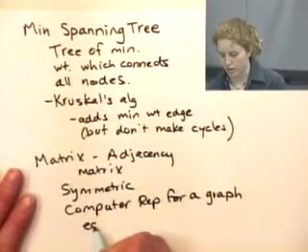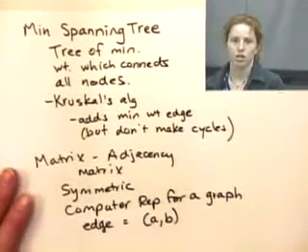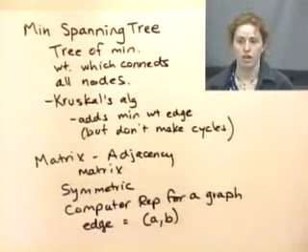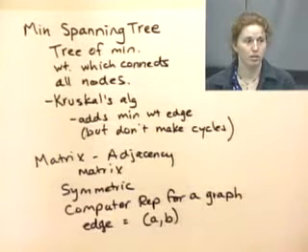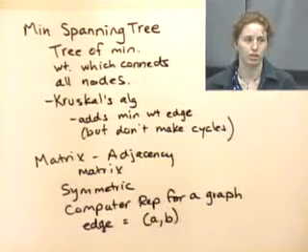So to represent an edge, I would put A comma B, just like in our binary relations. And if I'm going to list a graph, I would tell whether it's directed or not. So if it's not directed, then AB actually means it goes both ways. AB equals BA, and both of them are in there.